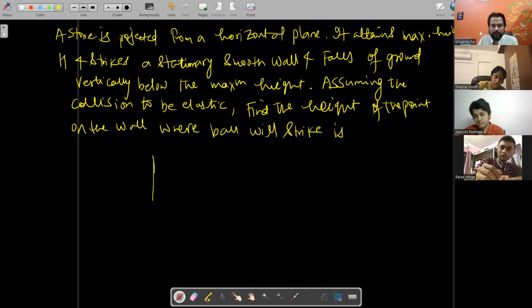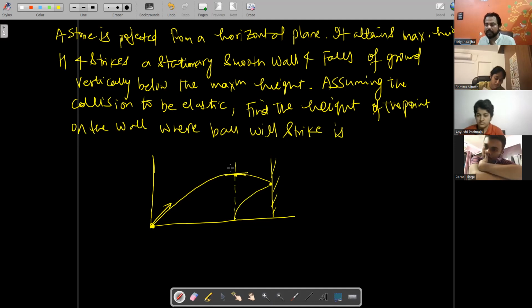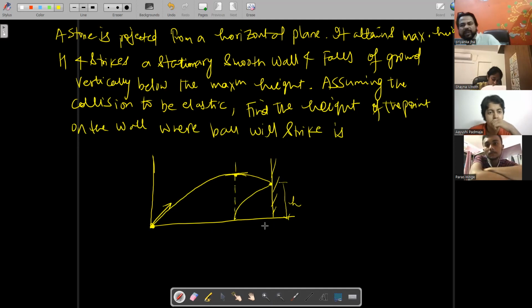See, it is saying that suppose this is the ground and from here you have projected a ball, any ball. It will follow the path. It has, suppose, attained the maximum height over here. And the wall has to be somewhere here, otherwise it cannot attain the maximum height. So after attaining the maximum height, it strikes the wall somewhere here. And now it is saying that the ball will fall on the ground just vertically below the maximum height, somewhere here. Understood? Now you have to find this height where this ball will strike the wall. This is a very good question.